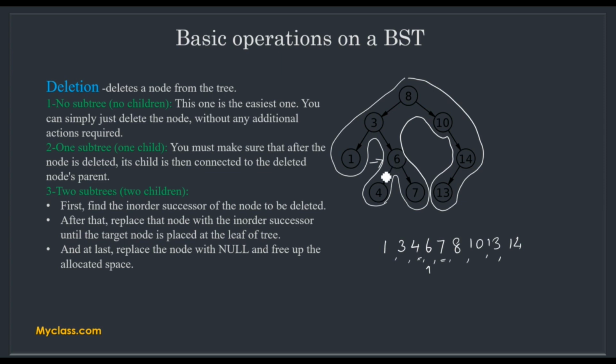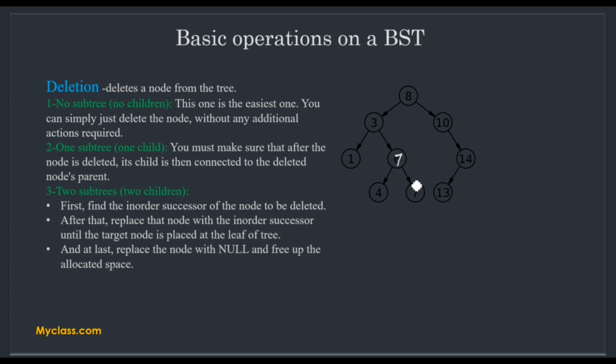So we want to replace 6 with 7, and then delete this node. First find the in order successor of the node to be deleted. After that, replace the node with the in order successor until the target node is placed at a leaf of the tree. So 7 is here and 6 is here. Now 6 is at the leaf node, so you can easily delete this 6.